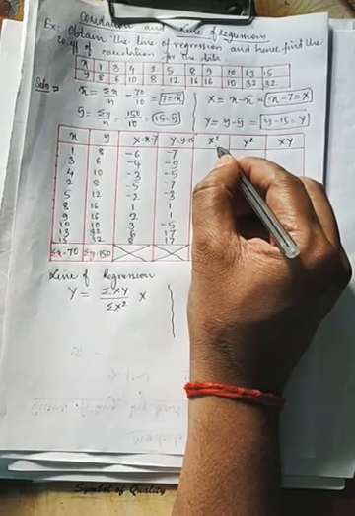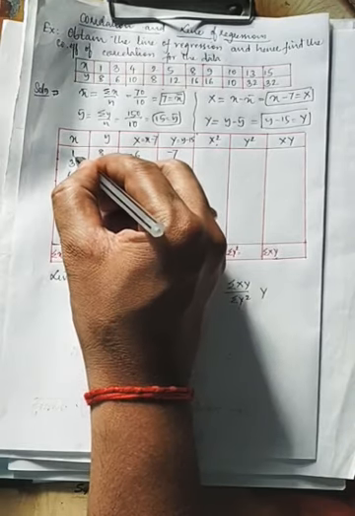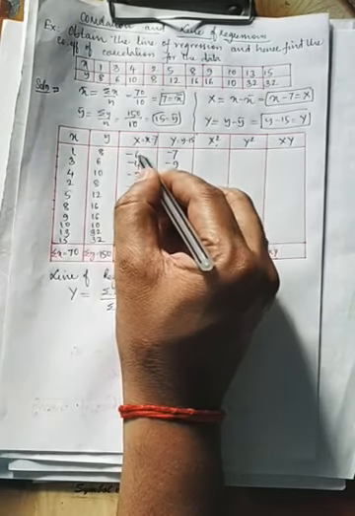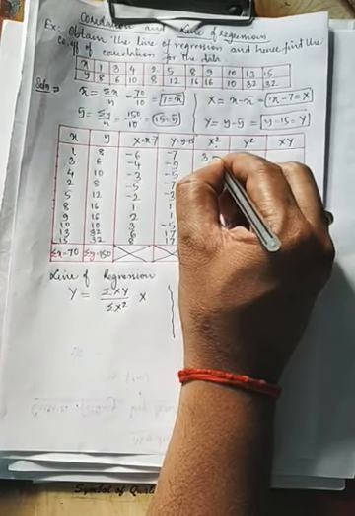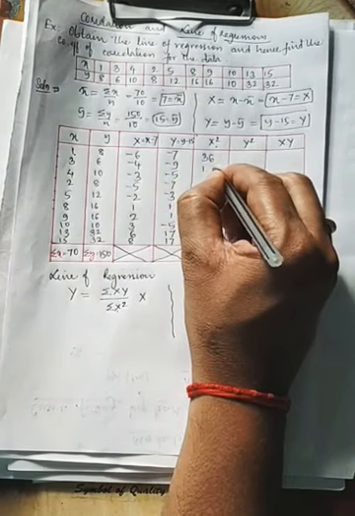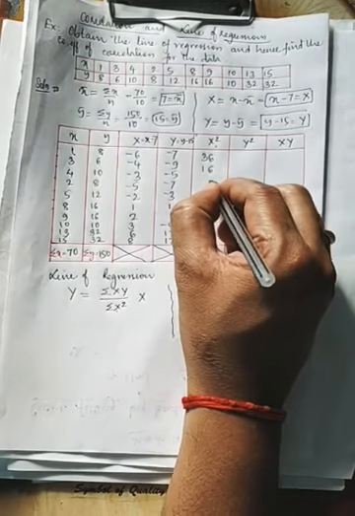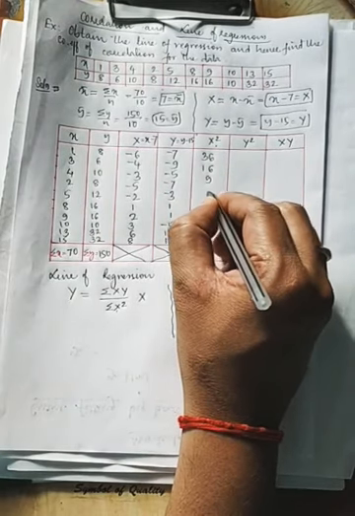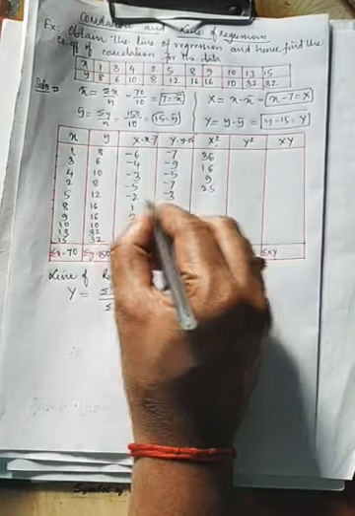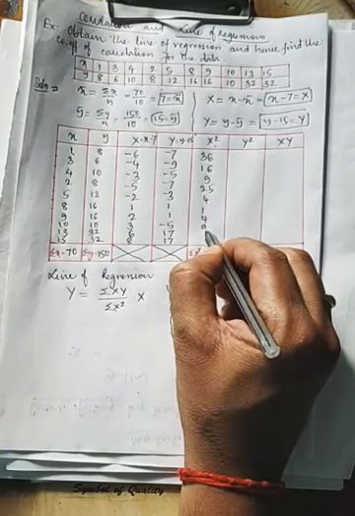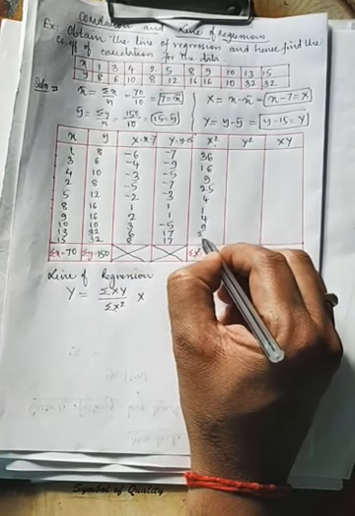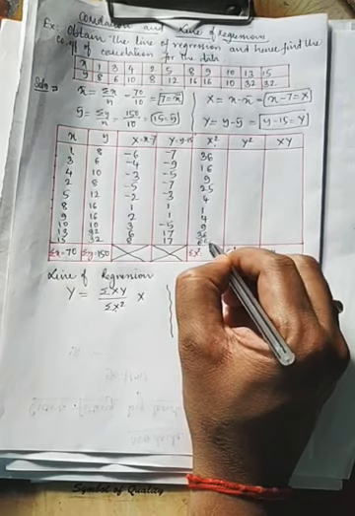What does capital X square indicate now? Don't take this value squared; take the value of capital X square. So it is minus 6 square, that is 36. Minus 4 square, that is 16. Then minus 3 square, that is 9. Minus 5 square is 25. Minus 2 square is 4. 1 square is 1. 2 square is 4. 3 square is 9. 6 square is 36. And 8 square is 64.